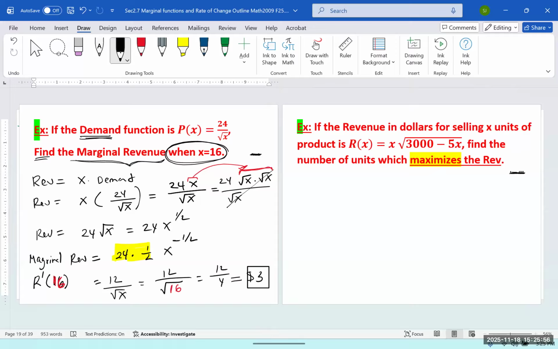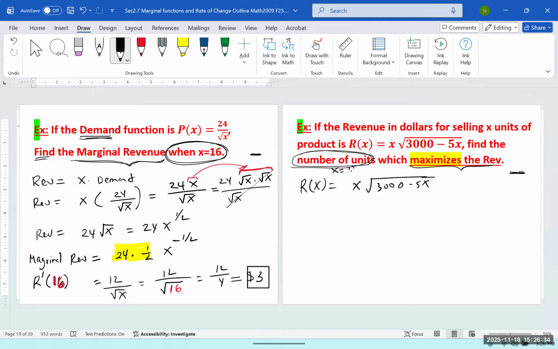The revenue in dollars for selling X units is given by this function. So this is our revenue function: X times 3,000 minus 5x. They're asking to maximize the revenue. Find the number of units. What is the number of units, the X value or the Y value? X. Find X which maximizes the revenue.